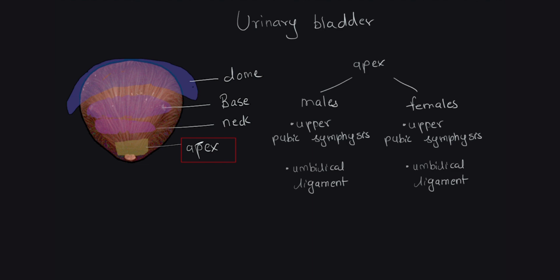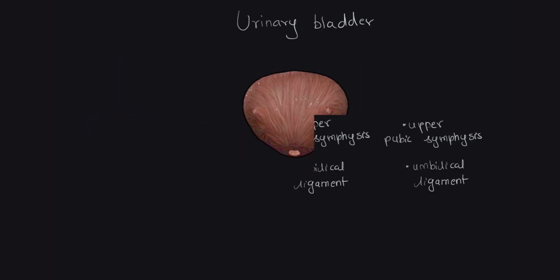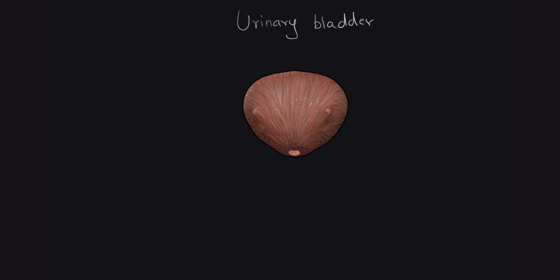Now, that was all about the parts of the urinary bladder. Let us look at the surfaces of the urinary bladder. So the first one that we're going to be looking at is known as the superior surface. Now the superior surface, as we knew earlier, is the one that corresponds to the dome of the urinary bladder.